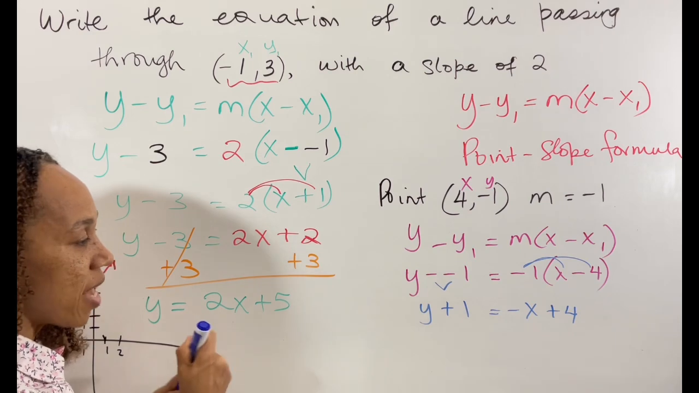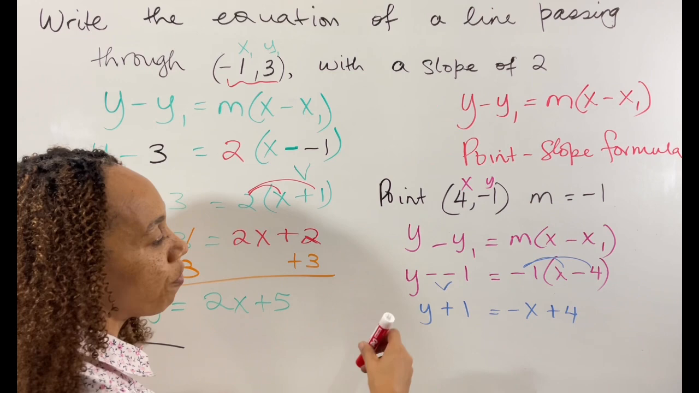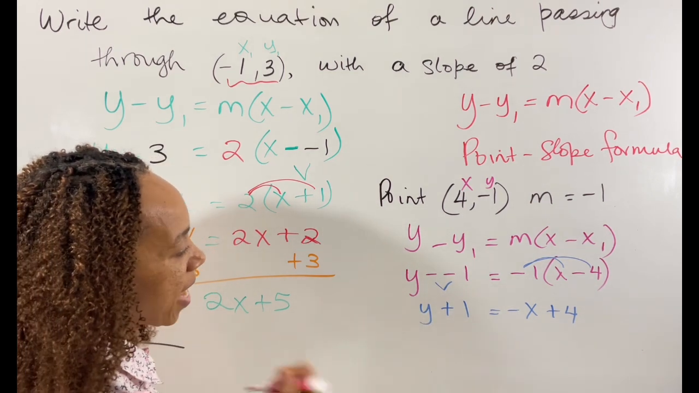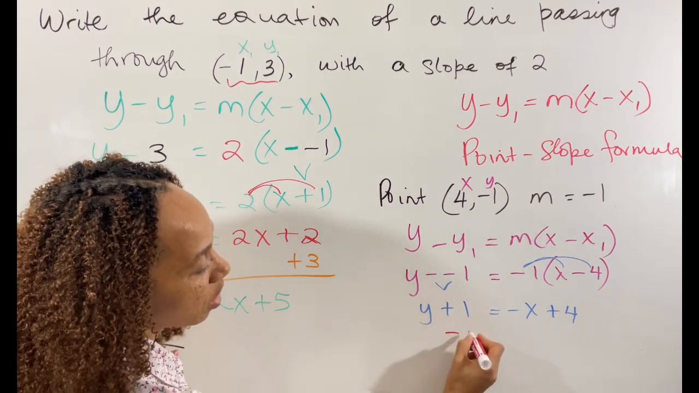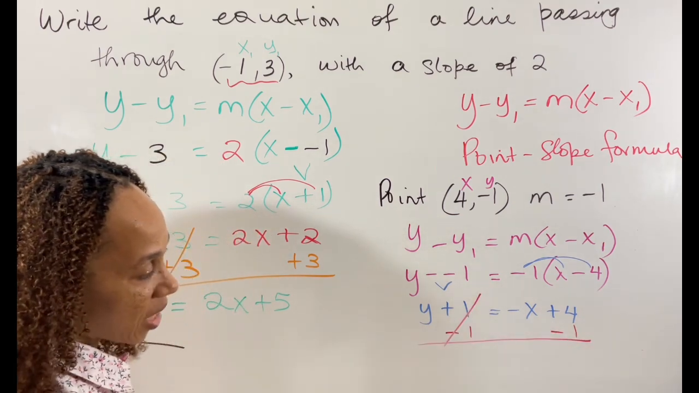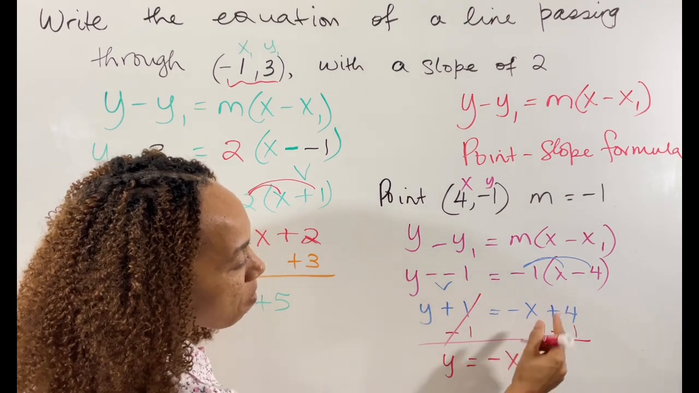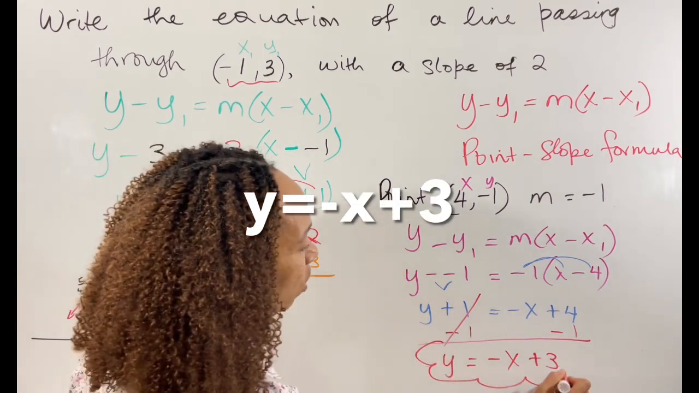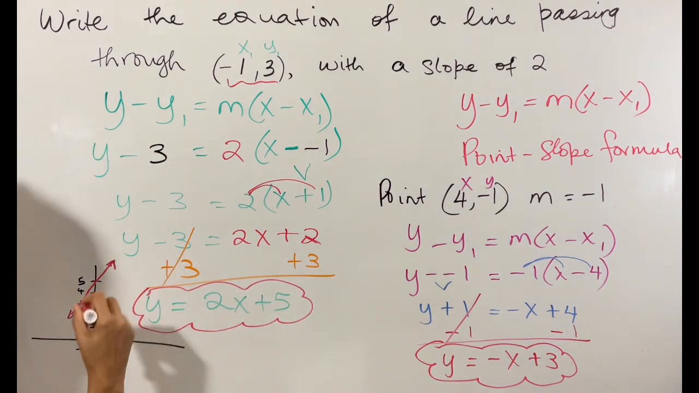All right, we're not finished because we need to get y by itself. And in order to get y by itself, we must get rid of this 1 that is added onto the y. And to get rid of that 1, we are going to do the inverse of addition, which is subtraction. And whatever we do on one side, we must do on the other side. So now we're left with y equals negative x, and 4 minus 1 is simply going to be positive 3. This is our equation of our line. We didn't box this one. I apologize. Come back and box this one.